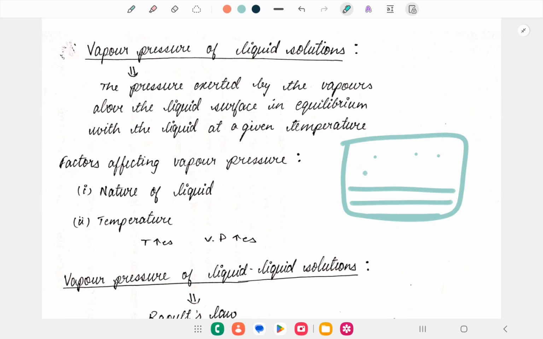The factors affecting vapor pressure: the first one is the nature of the liquid. If it has weaker intermolecular forces between the molecules, then the liquid will have a greater vapor pressure, because the bonds will easily be broken and it will convert into the vapor phase faster, and hence increase the vapor pressure. For example, ethanol has a larger vapor pressure than water. Moving to temperature, if it increases, then vapor pressure will also increase. This is because the kinetic energy of the molecules will increase.